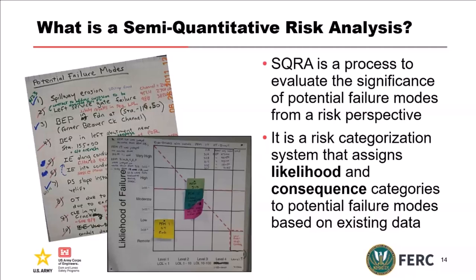So an SQRA is a risk categorization system that assigns a likelihood and consequence category to those risk-driving potential failure modes based on existing data. At the end of the risk assessment, each one of these risk-driving failure modes is going to be plotted on one of these risk matrices. This is one somebody actually did in the room during the week of the elicitation. Put some post-it notes, PFM1 overtopping, looks like it's low to remote with level one consequences. So that's just kind of an initial exposure. We're going to talk a lot more about that today.